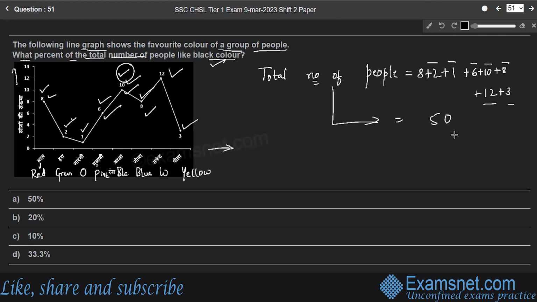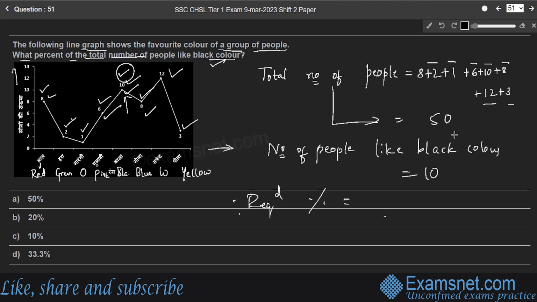So people who like black color are 10, right? So the number of people who like black color is equal to 10. Therefore, the required percentage is, out of 50, 10 people like black. Therefore, out of 100, which is 20%, right? Therefore, 20% of people like black color. Option B is the answer.